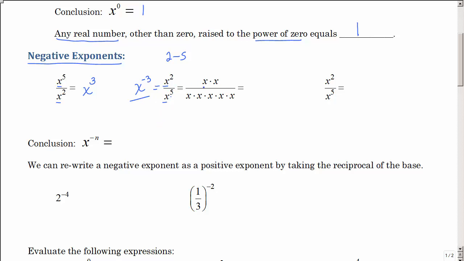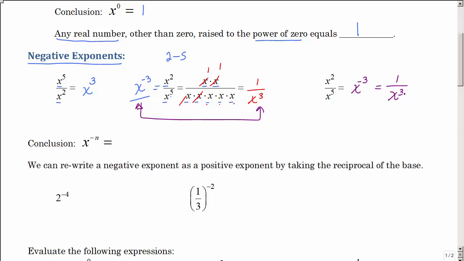Well, let's go back and say, what if I didn't know that? If I just wrote out x squared is x times x and x to the 5th is that, and I said, well, I could reduce, that goes in there one time, that goes in there one time, so that's 1 over x to the 3rd power. Well, those both have to be equal. So we can say that yes, x squared over x to the 5th is x to the negative 3, but we can write it as a positive exponent by taking the reciprocal of that base.